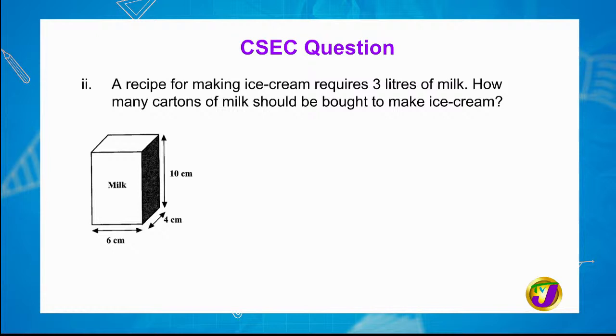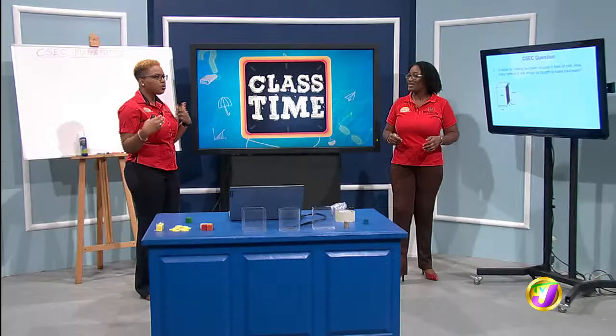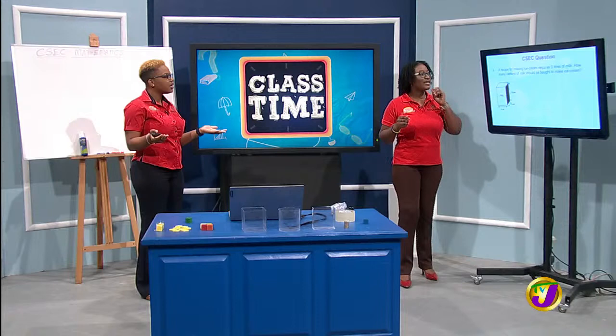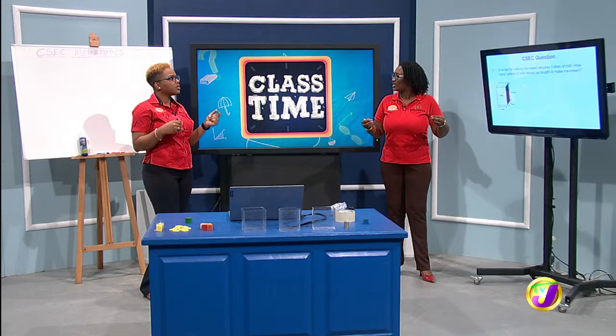Liters of milk. So wait, we were talking about centimeters and cubic centimeters. How do we get to liters? Just about to ask that. But then there must be a way that we can convert. Wait, liters. Something seemed like it was coming back.